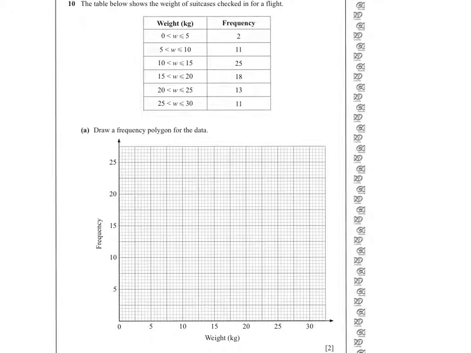Frequency polygon, we place an X at the midpoint. So midpoint of 0 to 5 is 2.5, and the frequency of 2.5 is 2. 5 to 10, midpoint is 7.5, and we have 11. 10 to 15, and we have 25. 15 to 20, and we have 18. 20 to 25 is 13. And finally 25 to 30 is 11.